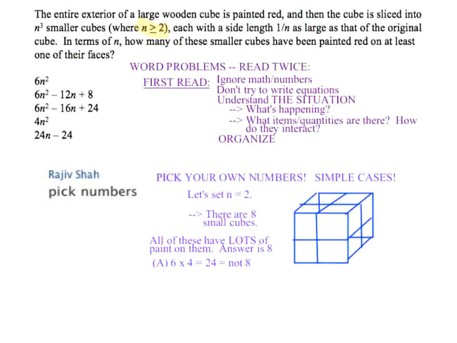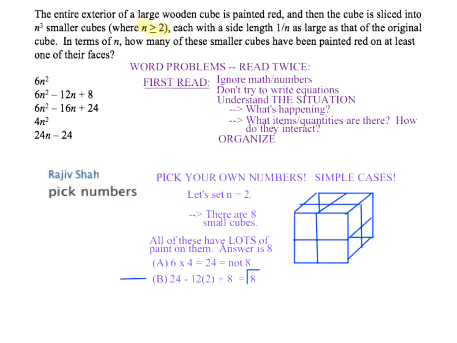B is 6n squared, which is still 24. 24 minus 12 times 2 plus 8, which is 8. Okay, are we done at this point? Chat box, tell me. Yes, no. I mean, 8 is the number we want, right?